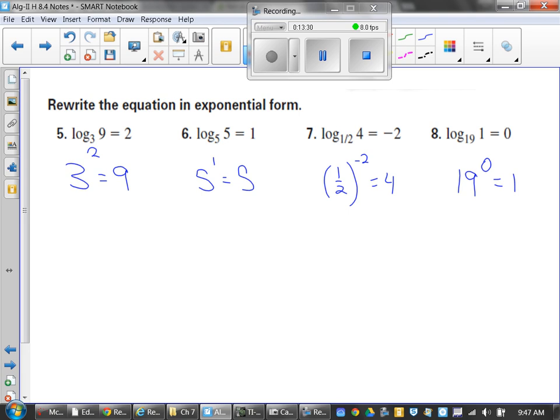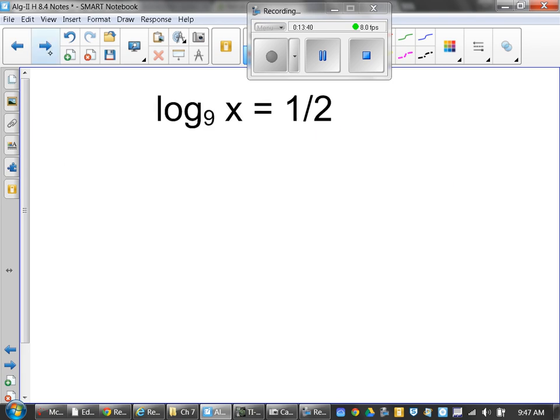Okay. Now what do you do? So 9 to the half equals 3, and then plug it in.